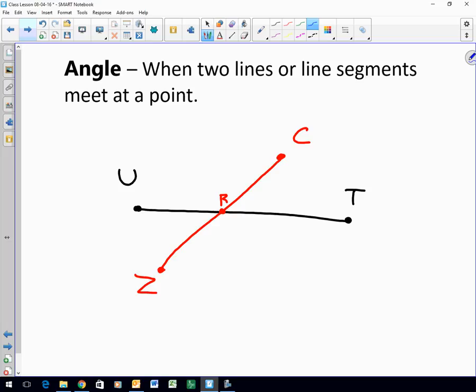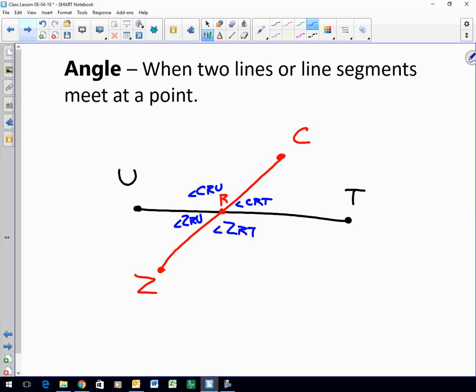Here's how I can name these angles. I can name this CRT. Here's how I represent an angle. It's like a little Pac-Man thing. Okay? Less than, greater than sign, right? This would be angle CRU. This would be angle ZRU. And this is angle CRT. And angle ZRT.